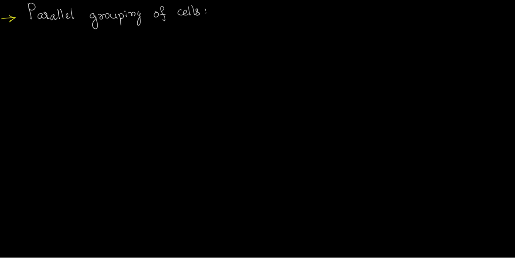Here in this video, we would like to talk about the parallel grouping of a cell. A cell is a kind of device which generates some EMF and drives the current in the circuit. What do you mean by parallel grouping? Let me try to explain.